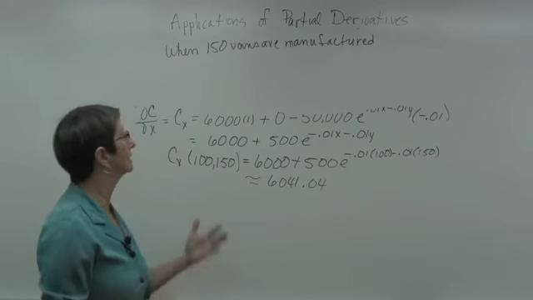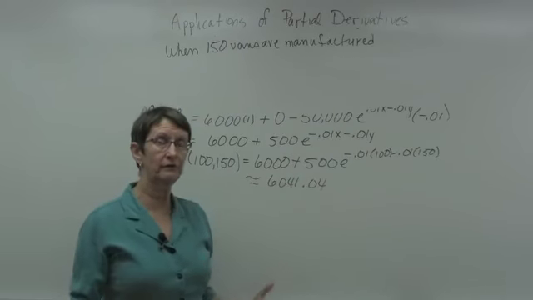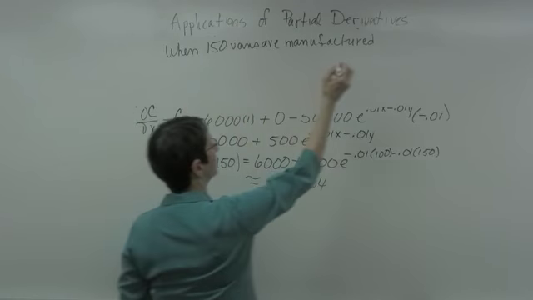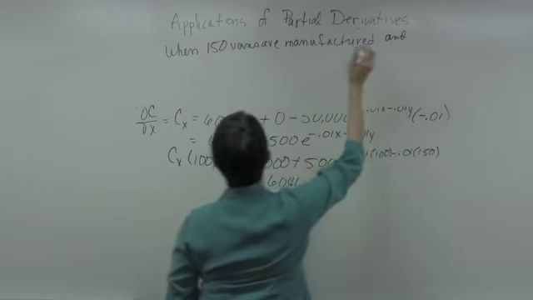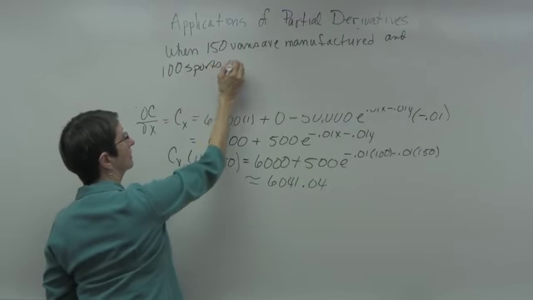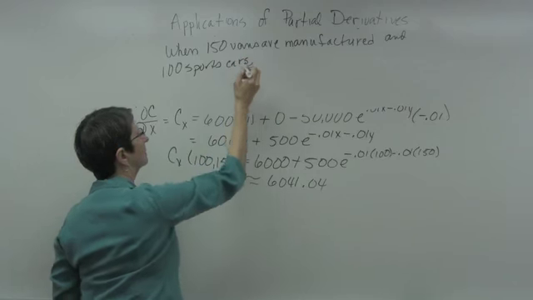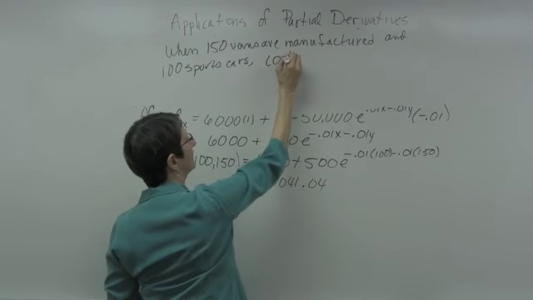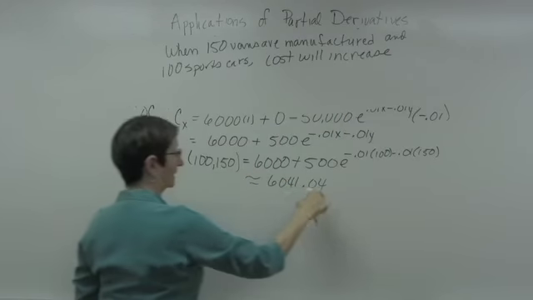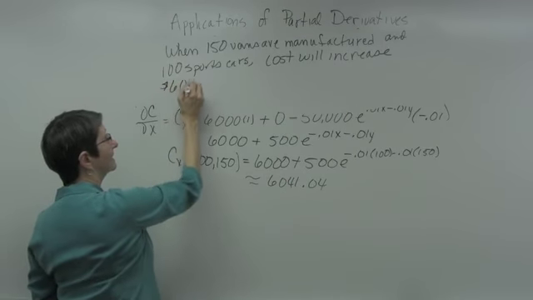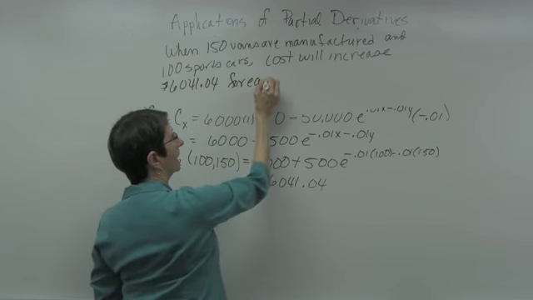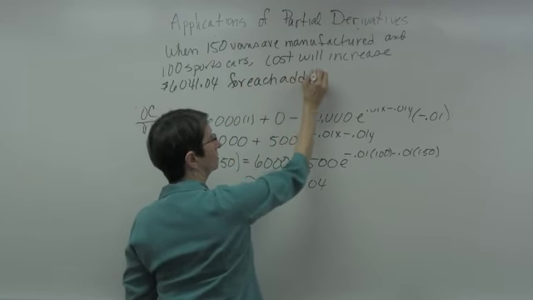remember, y is a constant, so I'm keeping 150 vans. When 150 vans are manufactured and 100 sports cars, cost will increase $6,041.04 for each additional sports car.